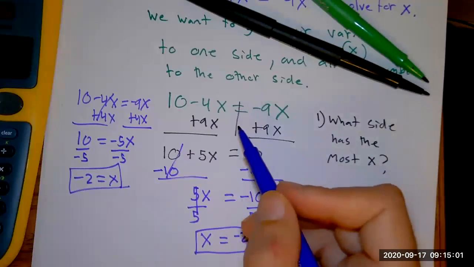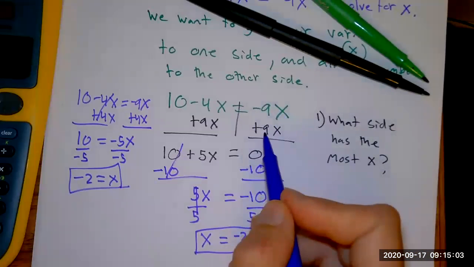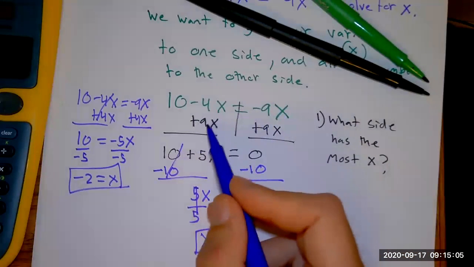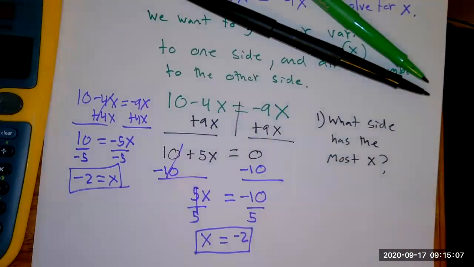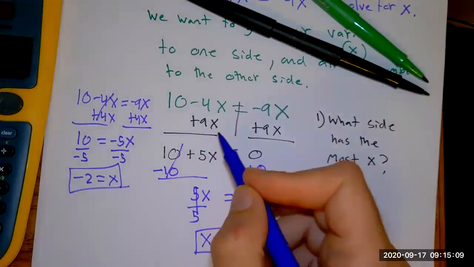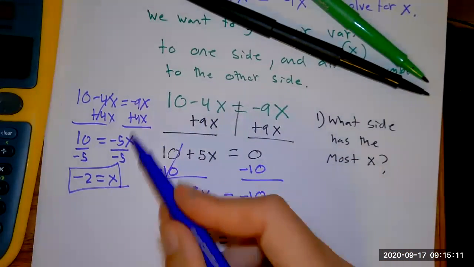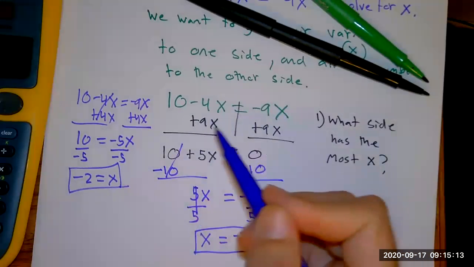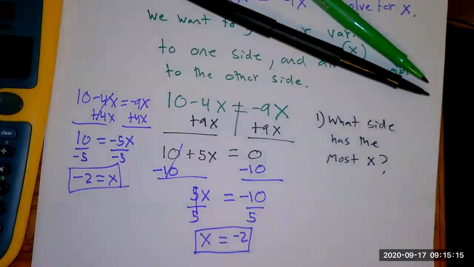I have found in my years of teaching that if we move it to the side that has the most x, that students make less errors. And I know it seems silly because you're just like, this seems simple. But if you get into the habit of doing this, students tend to make less mistakes. And that's why I always teach it like that, okay?